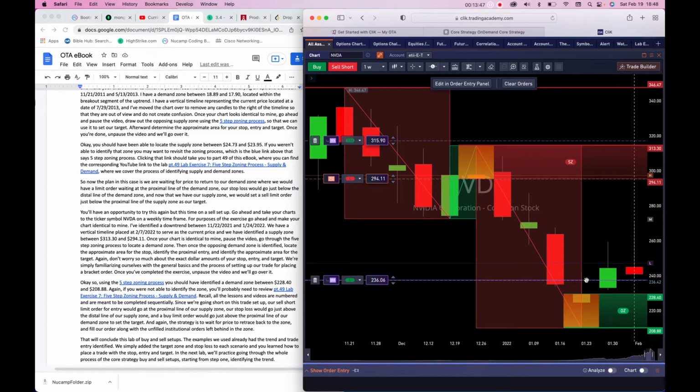The examples we used already had the trend and trade entry identified. All we did was simply add the target zone and the stop loss to each scenario, and you learned how to place a trade with the stop, entry, and target.